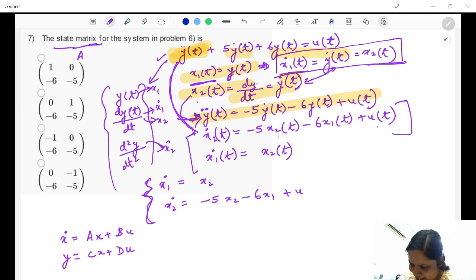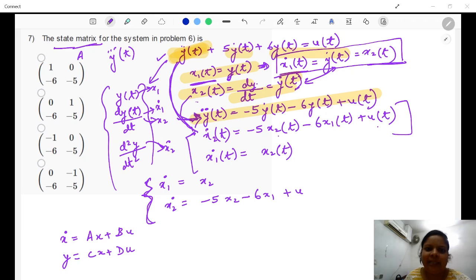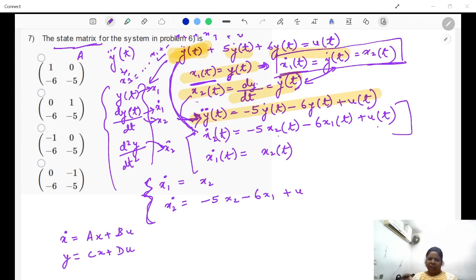अगर ये y double dot की जगह y triple dot होता, ठीक है, हम तीन स्टेट लेते हैं. पहला x1 y लेते, x1 dot would be y dot, which would also be equal to x2. Then x2 dot would be y double dot t and so on. ताकि y triple dot could have been written as x3 dot is equal to something x1 plus something x2 plus something x3 plus u. So just to arrange in this format, we go through this process. Make sense?